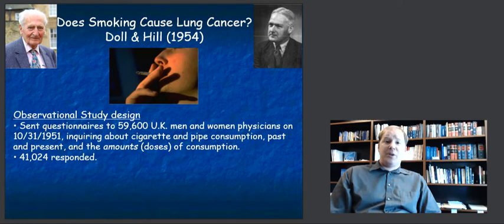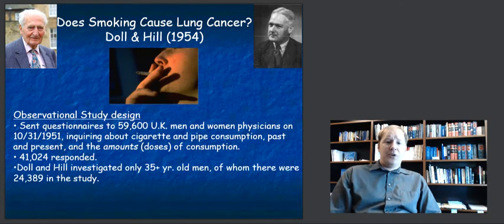41,000 of them actually responded, which is quite a great participation rate among this population. Over two-thirds of the people responded to the survey that was sent out to them, voluntarily. And in those results, Doll and Hill chose only to investigate men over the age of 35, of which there were about 25,000 in the study.